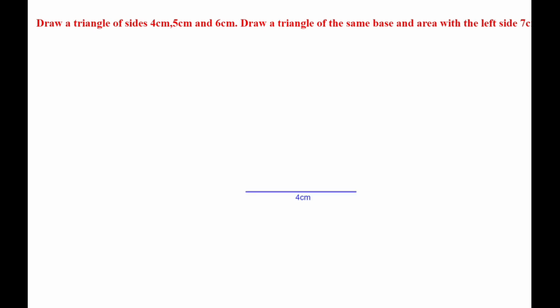And we have already seen how to draw the triangle. Draw one side. I have drawn the side with length 4 cm. Take 5 cm in the compass and draw an arc from one end. Take 6 cm and draw an arc from the other end. Mark the point of intersection and join that to the base. So we got the required triangle. Now we have to draw a triangle with the same base and area and with the left side 7 cm.